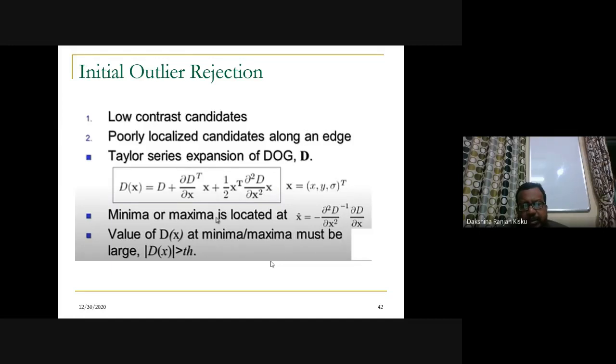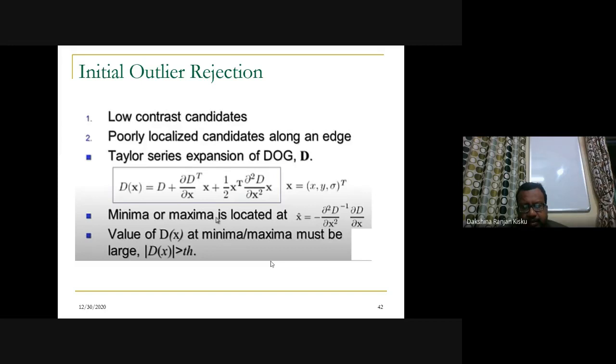Okay, now if we obtain the partial derivative of this function D(x), then we make this partial derivative equal to zero. Okay, that means whenever we try to find the minima or maxima at some location, at that location we obtain the Taylor series expansion, and after getting the Taylor series expansion, we obtain the partial derivative of this function D(x), and then we make it equal to zero. Okay, now here at that point x, we get the x hat. So this x hat represents the minima or maxima at the point x, y, with scale space sigma. Now this value of D(x) is compared with some threshold.